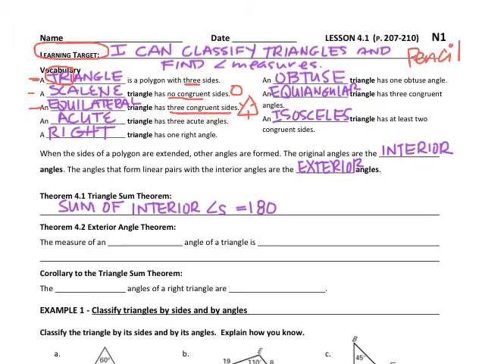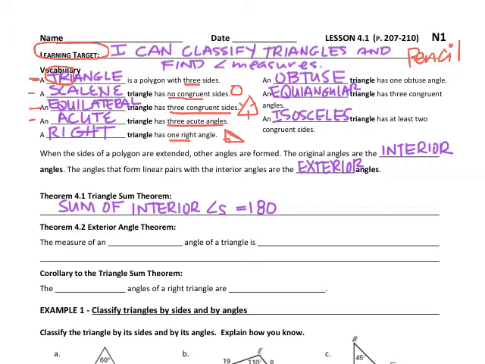An acute triangle has 3 acute angles, and we know that acute means less than 90. A right triangle has 1 right angle, so a right triangle would look something like this with that little indication that it is a right triangle, the 90-degree mark.